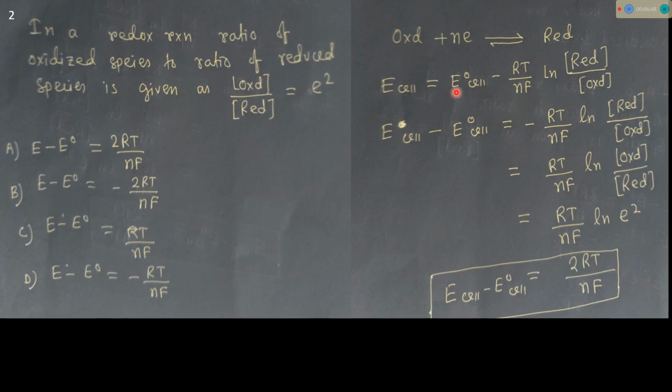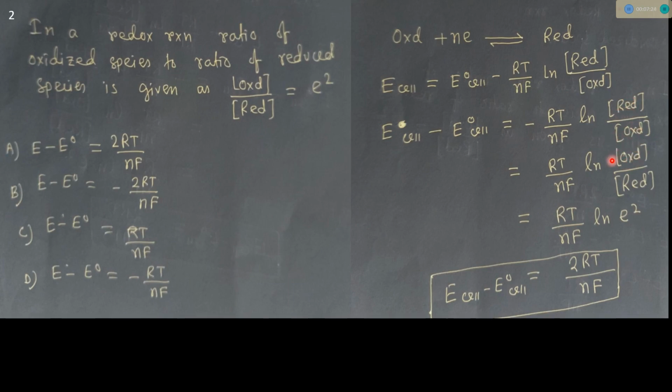Now if we write E0 cell on the left side of the equal sign, then E cell minus E0 cell equals minus RT by nF ln red by oxd. Now in the question it is given as oxd by red. So if we change the sign of RT by nF, then we can write this as oxd.